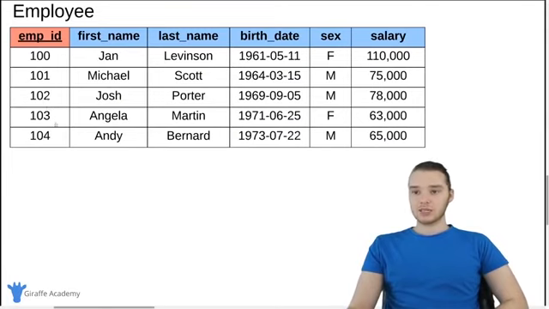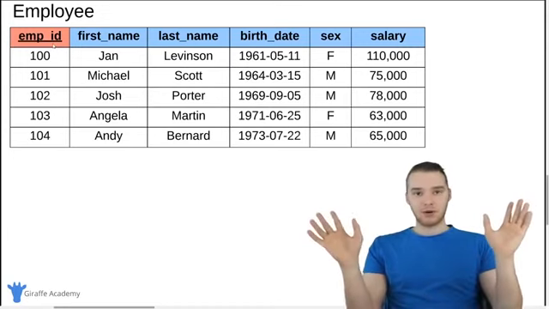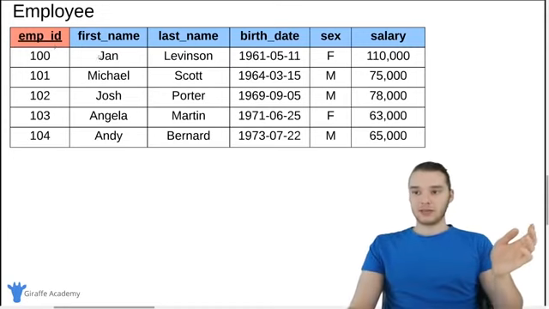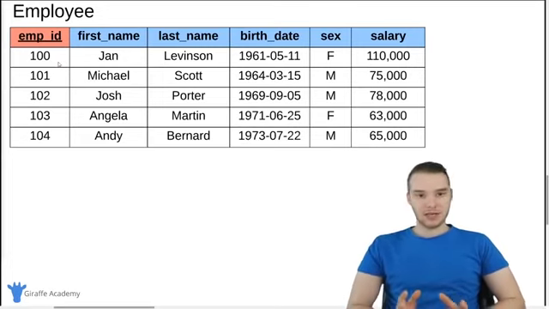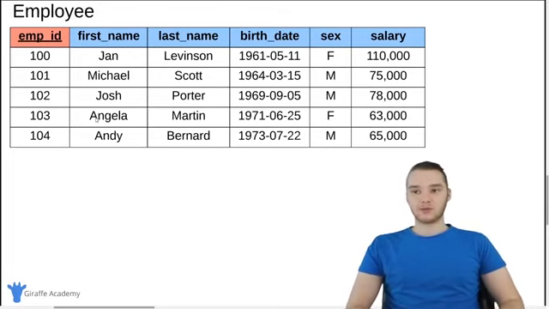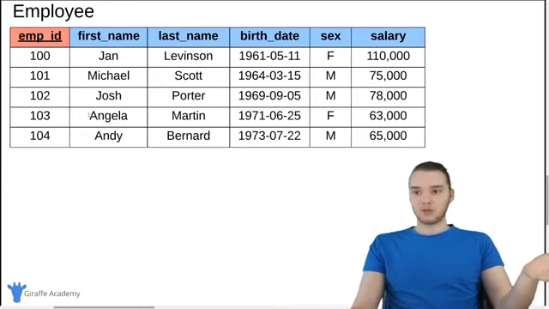Now, I want you guys to notice the primary key over here. So employee ID, this is just some sort of random number that we've assigned to each employee, right? This employee's ID is 100, this employee's ID is 101, etc. And this employee ID, this is what we would call a surrogate key. And a surrogate key is basically a key that has no mapping to anything in the real world, right?